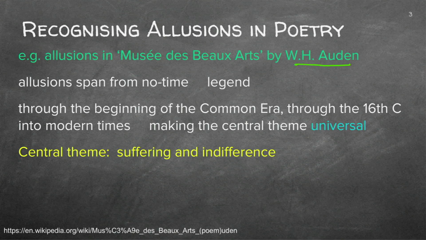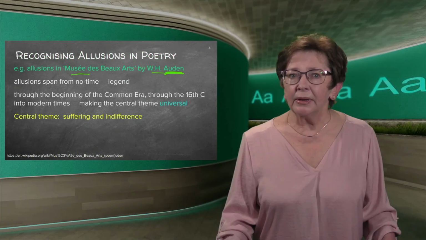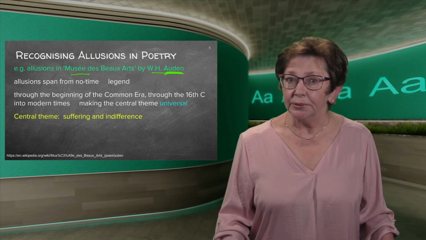It's called Musée des Beaux-Arts. It means the Museum of Fine Arts. And already in the name, there is an allusion. Because in 1938, Auden went to the Musée, which is in Brussels, and he was intrigued by the work of the old masters, especially Bruegel.